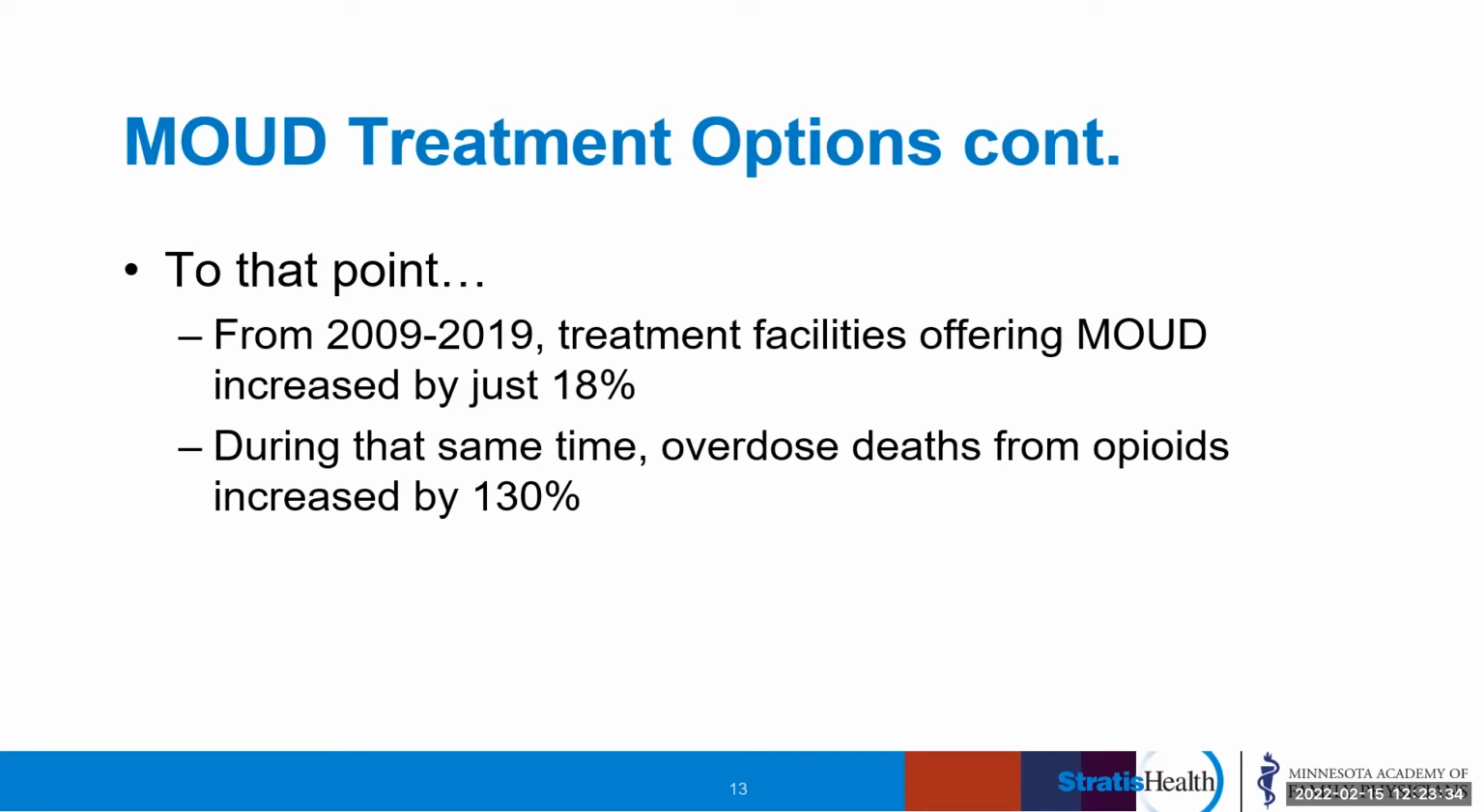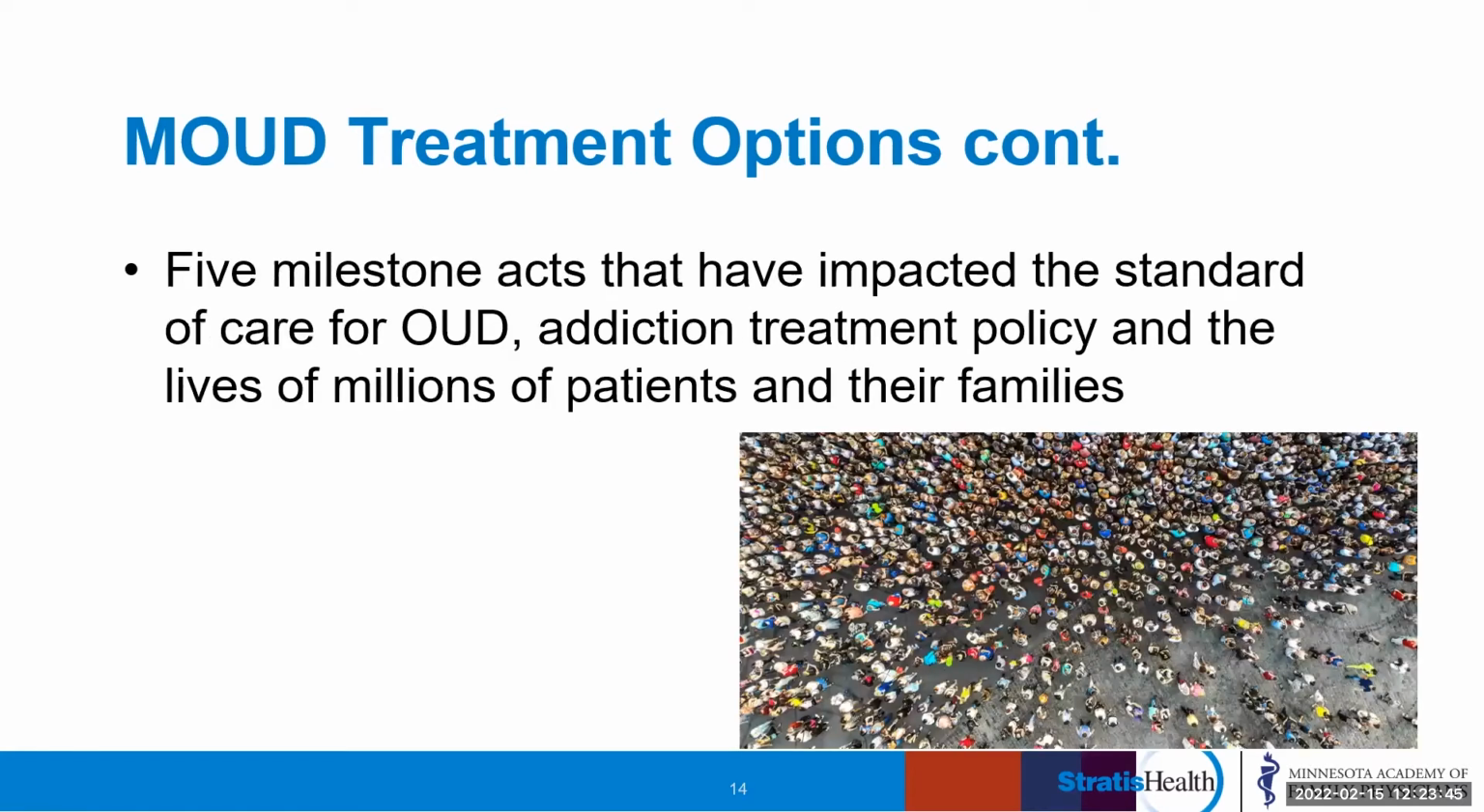And remember, that's 2019. In 2022, as we all know, the numbers are skyrocketing and will be six figures this year. So it's really not gone well. But there's really been 5 milestone acts. There's been a lot of smaller things that have come through Congress over time, but there's 5 different things that we're going to talk about that have impacted the standard of care for OUD and really how addiction treatment policy runs.